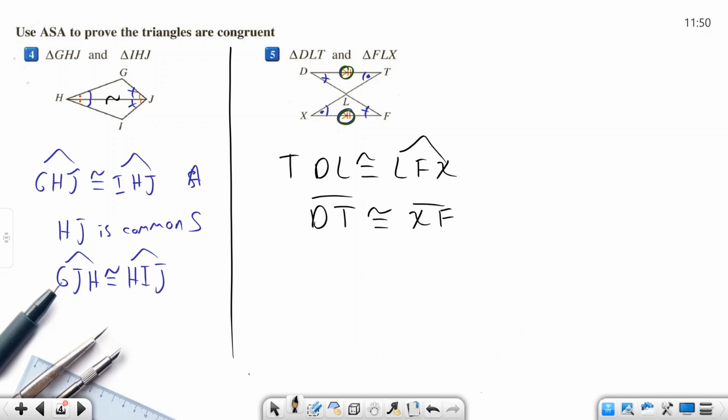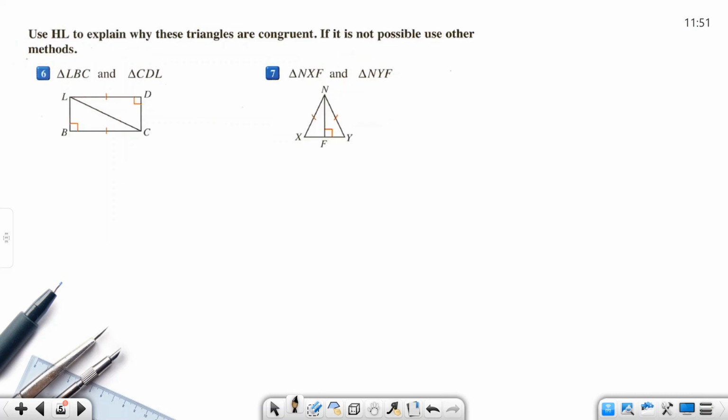Let's continue with the last one. Because of the parallel line, FXL is congruent with LTD. They are congruent triangles. So therefore the triangles are congruent.